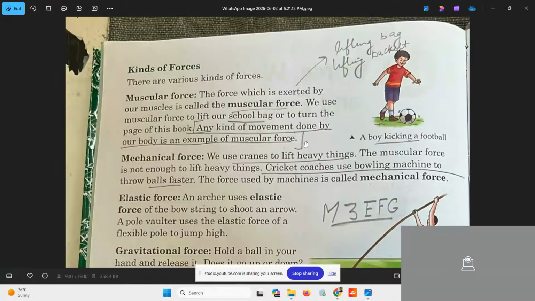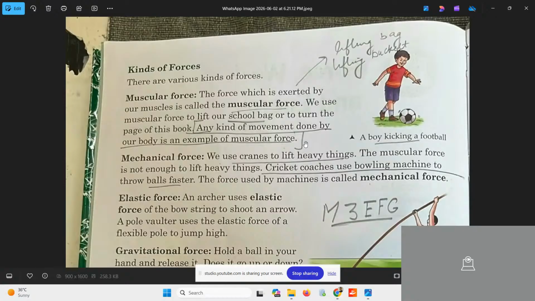What she can ask you? She can ask you two more questions. Definition of muscular force. So what is the answer for that? The force applied by our muscles is called muscular force. Any movement done by our body is a muscular force. Examples of muscular force: a boy kicking a football, a student lifting his bag, someone closing the door.